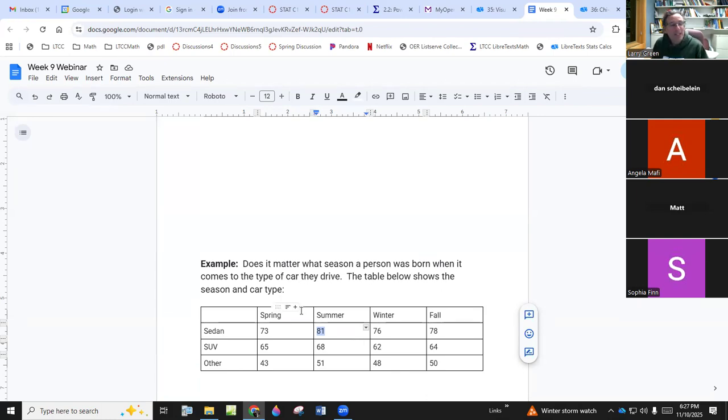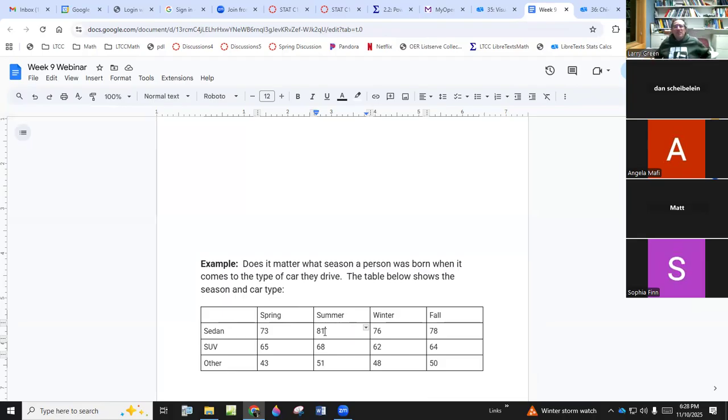I don't see y'all jumping in. That means that of the people that were surveyed, 81 of them were born in the summer and drive a sedan. That's what that 81 means. So it is important you can read a table. And that's what that table means.